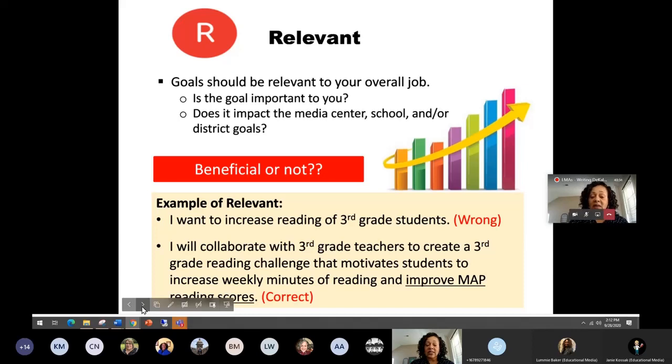So in our example of relevance, I want to increase reading of third grade students. If we add a little more details to that, we can make it impactful for our school and more beneficial. I will collaborate with third grade teachers to create a third grade reading challenge that motivates students to increase weekly minutes of reading and improve MAP reading scores. So now we have taken it a little bit further and have connected it to an upcoming district assessment, which is MAP. And what we're doing by creating this reading challenge is in hopes to increase their weekly minutes of reading and also improve the scores that students receive on their MAP reading assessment.